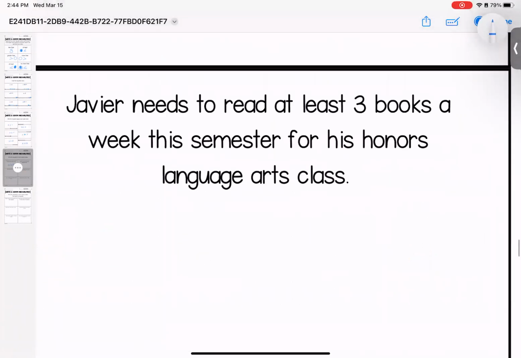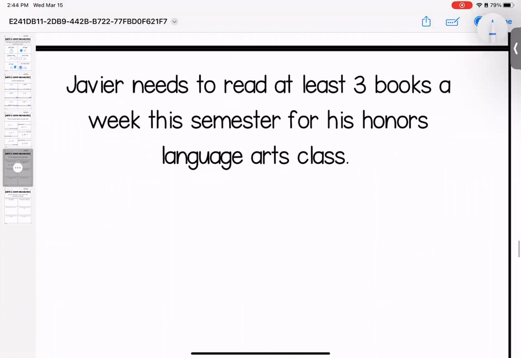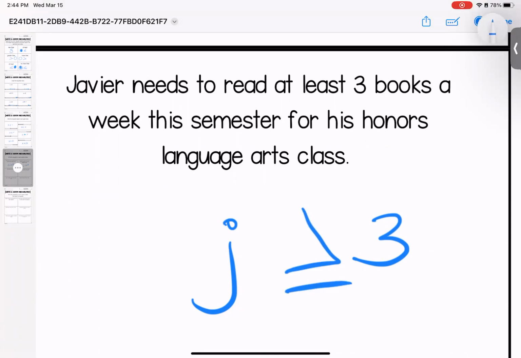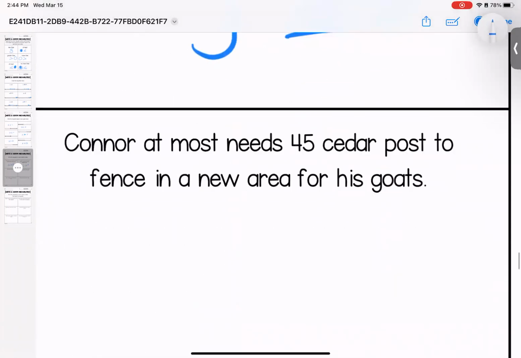Javier needs to read at least 3 books a week this semester for his honors language arts class. So Javier needs to read at least 3 or more. So the amount has to be greater than or equal to 3. 3 is the least amount he can do.